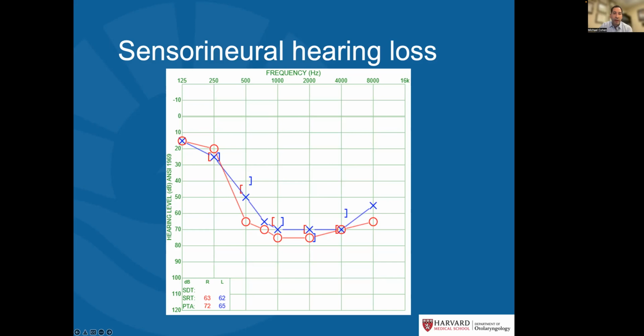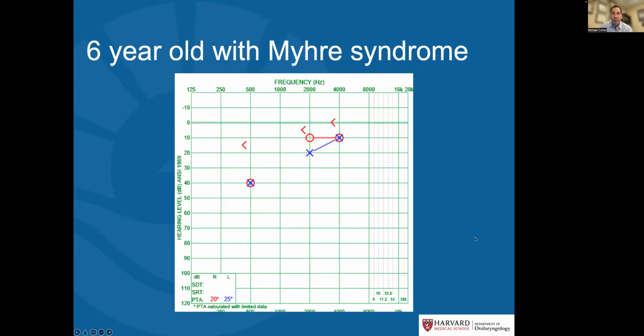We see that the air conduction thresholds are down here in the moderate to moderately severe range, and these little brackets are lining up with those air conduction thresholds, meaning it doesn't matter whether the sound is going through the ear canal or vibrations are being sent directly to the cochlea. We hear it at the same level either way. So that tells us that the problem is in the inner ear. Now, this is a child with Myhre syndrome.